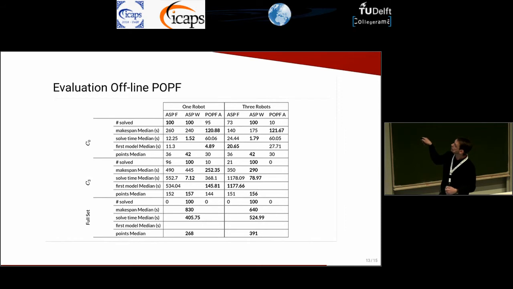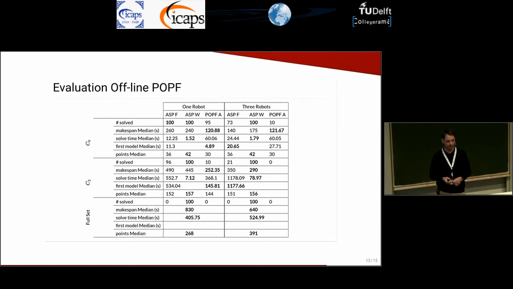So you see here there are two ASP approaches. One is the full approach, so it always does a full planning run similar to a planner. And there's the window approach that I presented here, and there's PopF in its anytime configuration. And what you can see is that we can solve a lot more problems with our approach. That's one thing, but we also trade off makespan versus solving time.